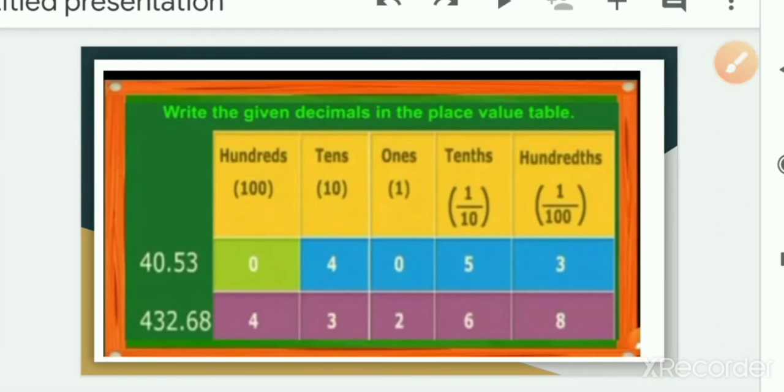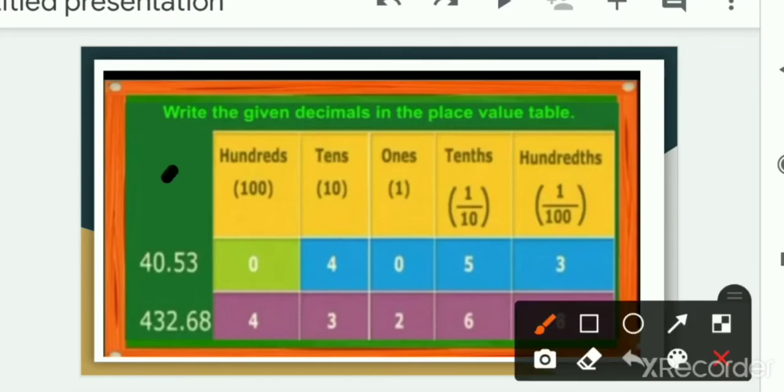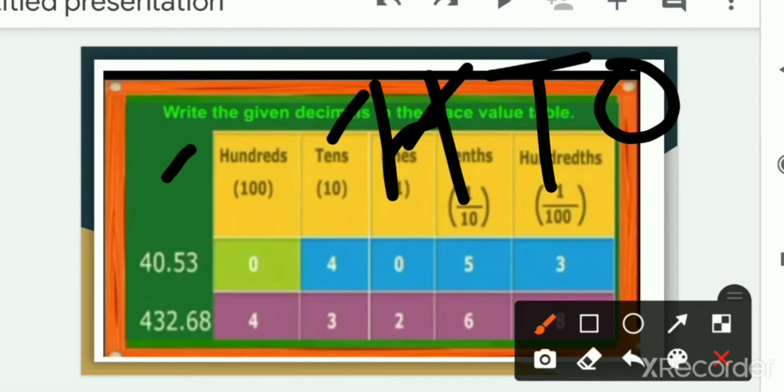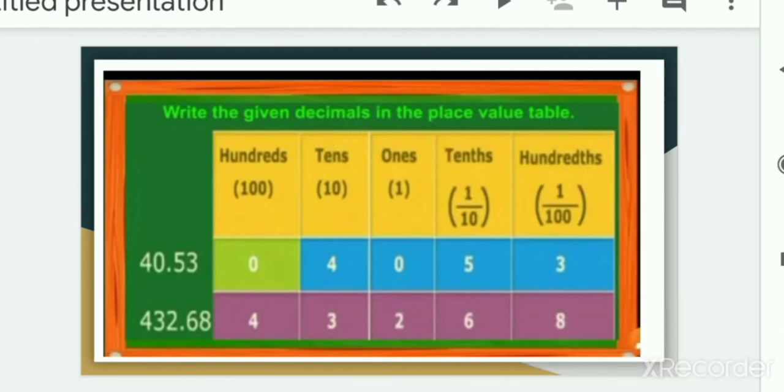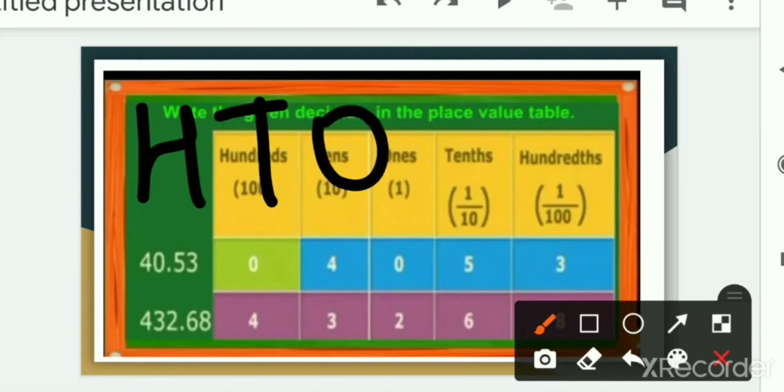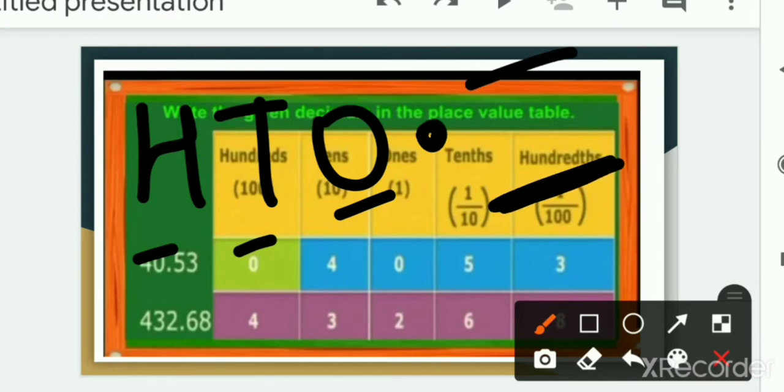Now we have the next one. Write the given decimals in the place value. So we have the place values here. This is hundreds, tens, ones. See, we are already starting from ones, tens, hundreds, right? But after the decimal point, the digit after the decimal point is the tenths. It is tenths, not tens. It is tenth. It means it is divided by 10, right?